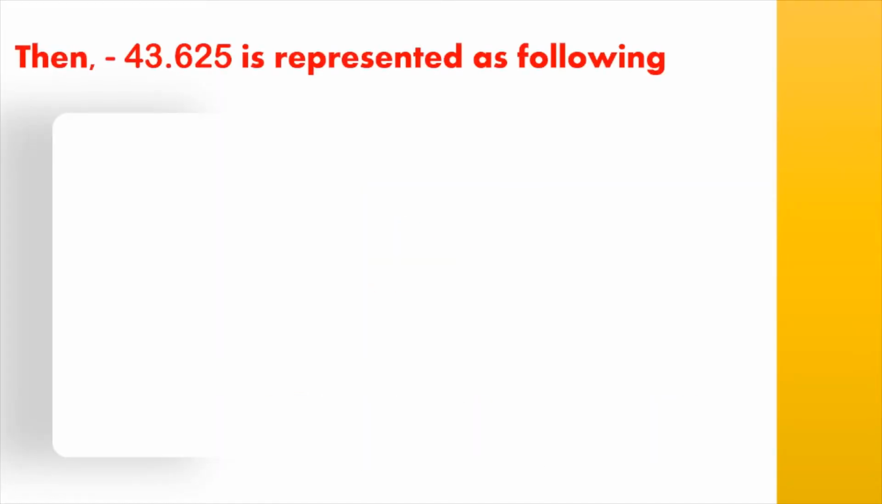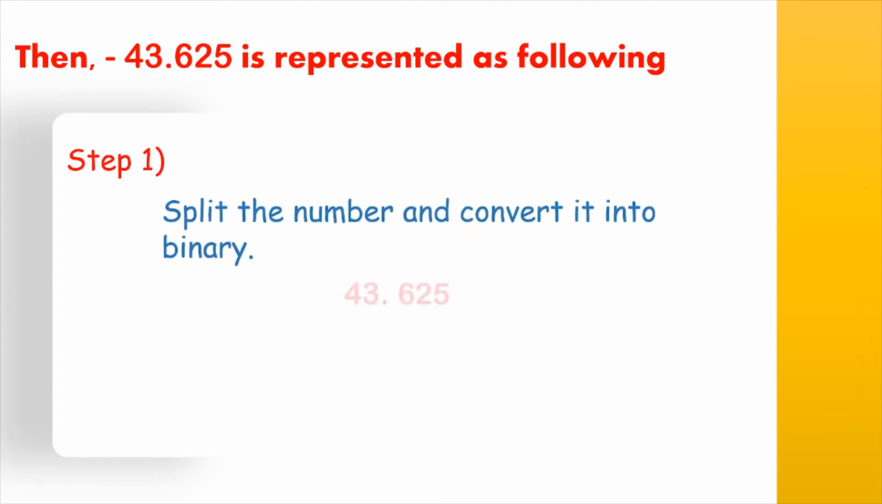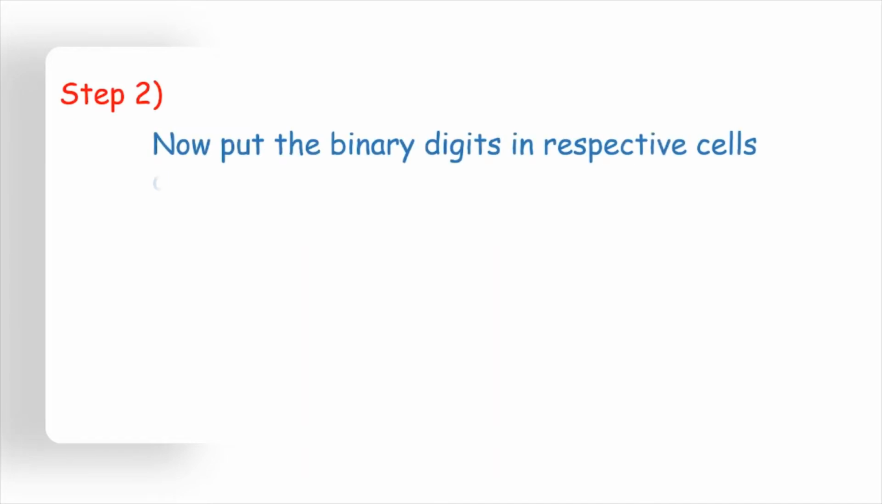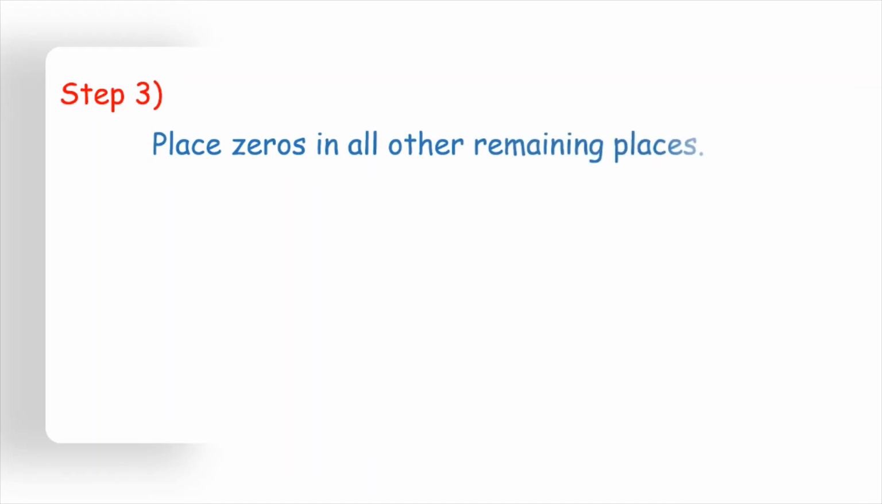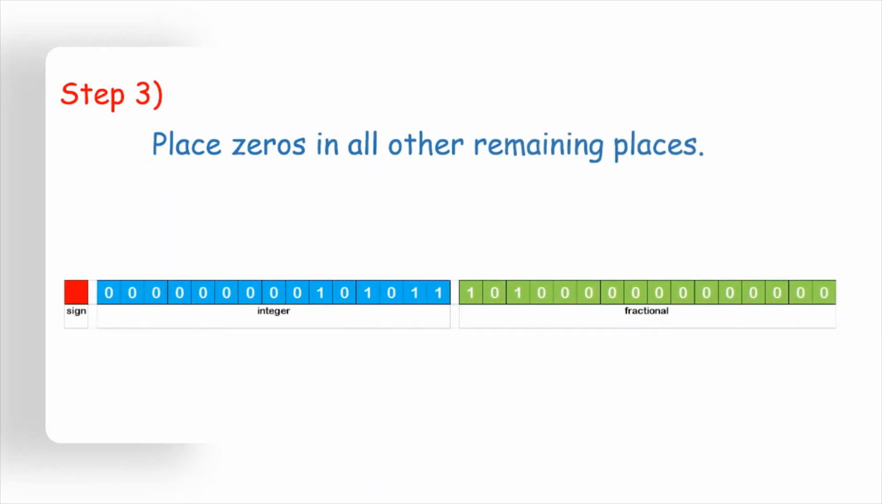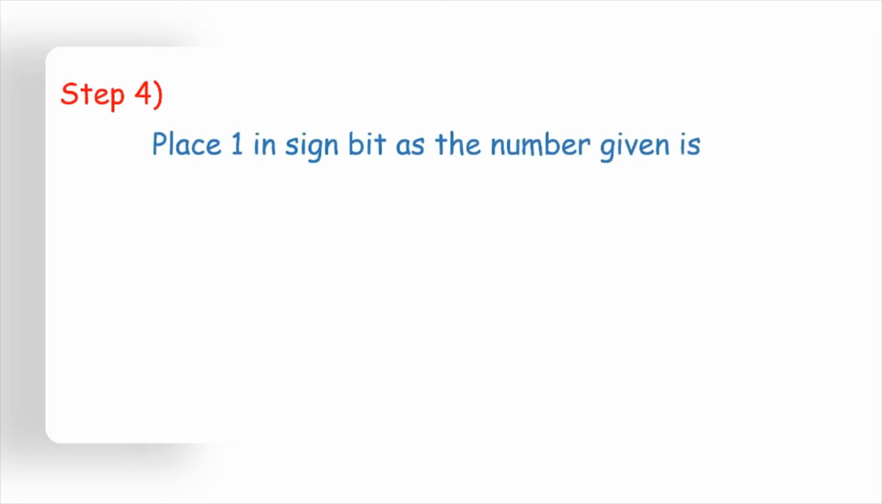Let's see. In step 1, split the number and convert it into binary. In step 2, now put the binary digits in the respective cells of the representation. In step 3, place zeros in all the other remaining places. In step 4, place 1 in the sign bit as the given number is negative.